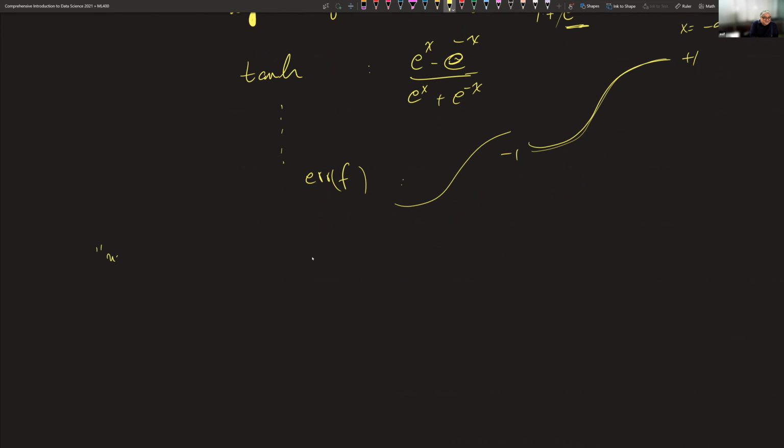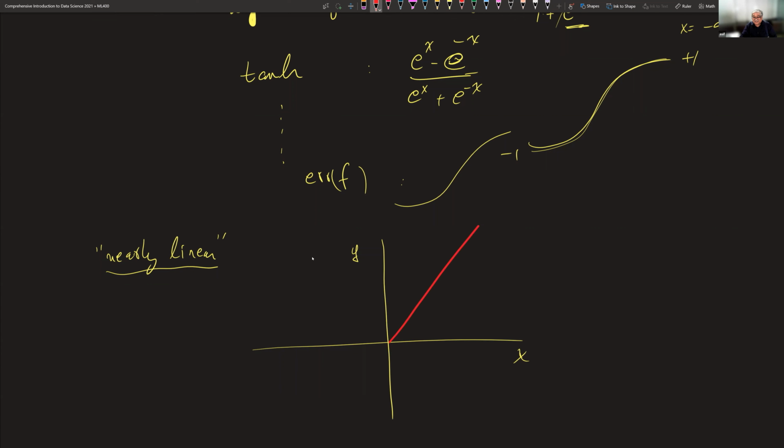Then comes the nearly linear. What I call nearly linear. By the way, this is my term. You won't find the word used in the textbook. What they are is quite surprising actually. So suppose this is the x-axis and this is the y-axis. The simplest of them is called the rectified linear unit. This is a 45-degree line, that is y equals x if x is greater than 0, and it is equal to 0 if x is less than 0.